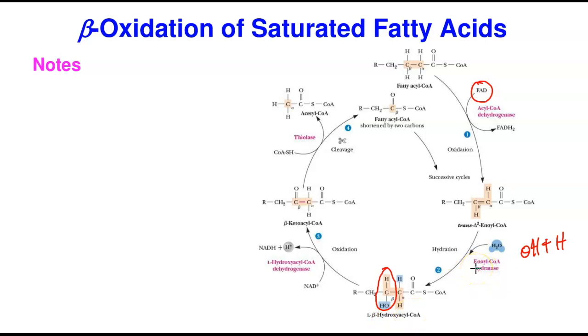In the third reaction, another oxidation reaction takes place, but this time it is using NAD. So NAD comes in as the oxidizing agent, accepts 2 hydrogens to form NADH plus H, and in this case, losing these 2 hydrogens forms a keto group at this beta carbon. The enzyme that catalyzes this is L-hydroxyacyl-CoA dehydrogenase, to form the beta ketoacyl-CoA.